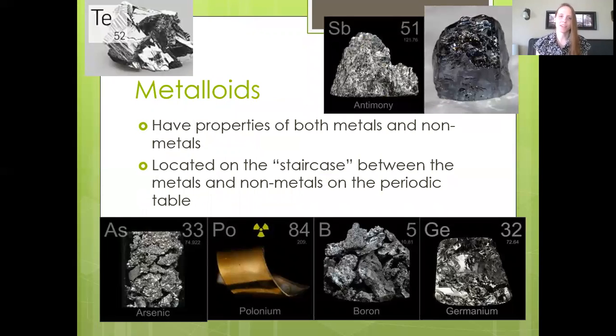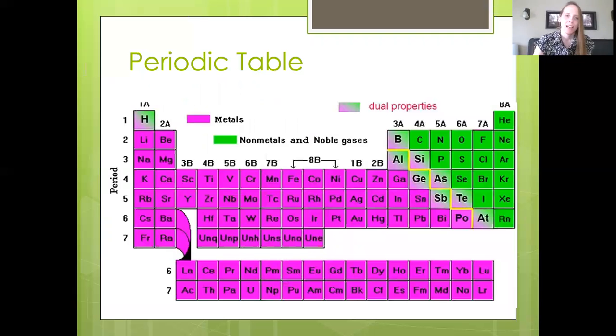There is also a third category called metalloids, which have properties of both metals and nonmetals. They're located along the staircase of the periodic table. Most of the elements touching the staircase are metalloids, though aluminum is an exception to that. Aluminum is a metal.